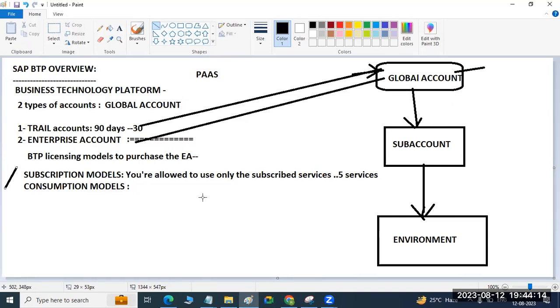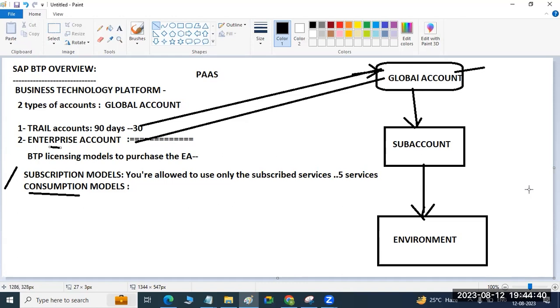Then once the licensing model is completed, I will discuss more about the global accounts. So both are the same. Global account means either the trial or enterprise account. If you purchase the trial account, you will get the global account. If you purchase the enterprise account, you will also get the same global account.